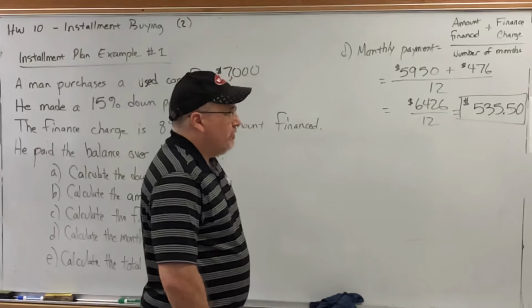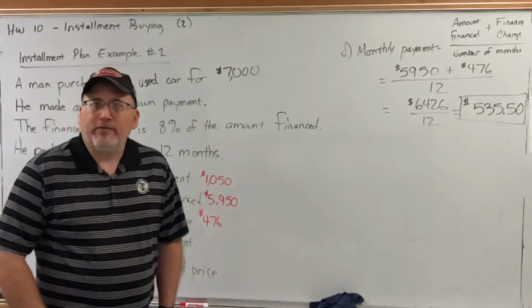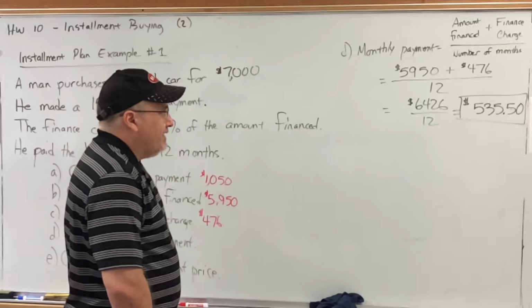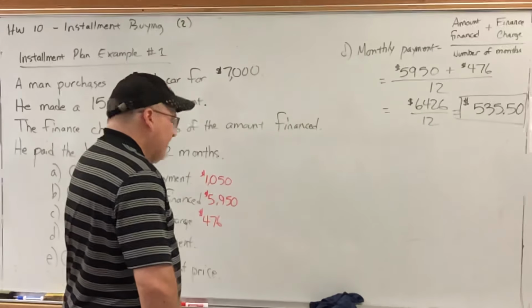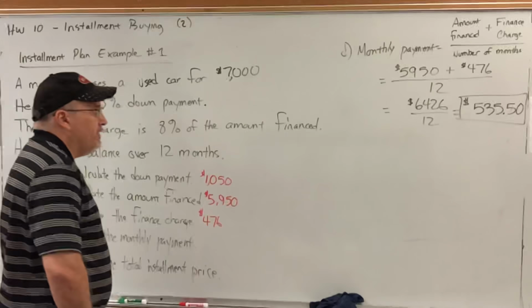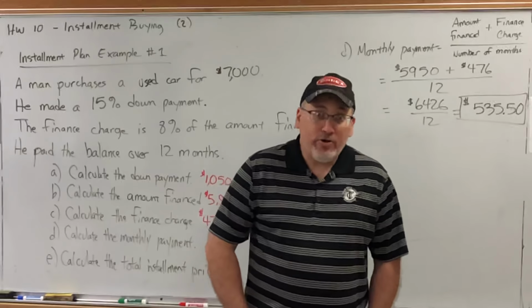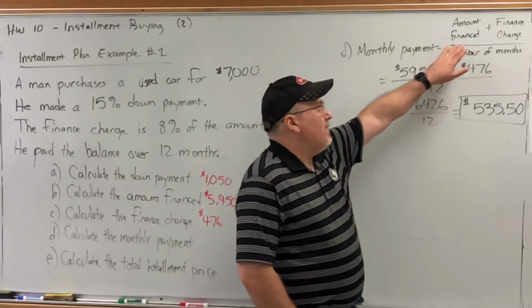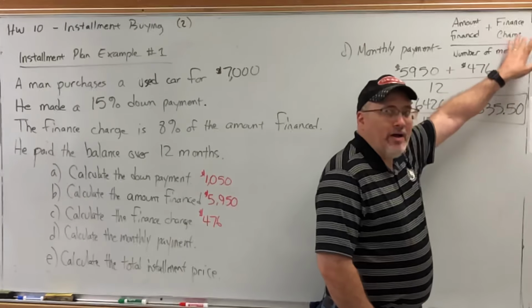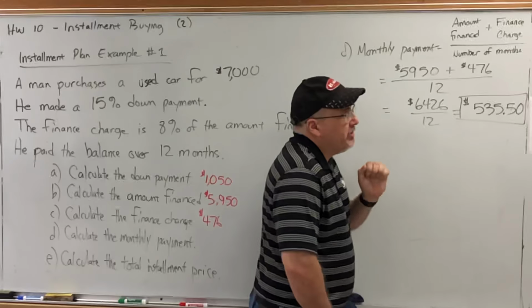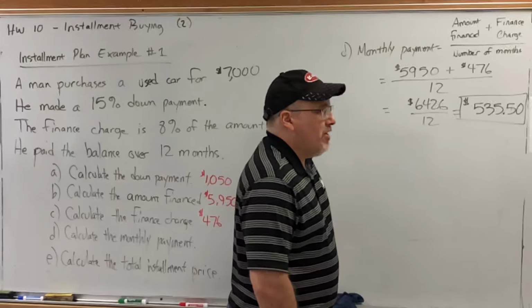I will pay you $535.50 a month for 12 months, in addition to the down payment that I made. But again, the concept for monthly payment is pretty straightforward. What do I still owe you, both in terms of the amount I'm borrowing, plus the extra I'm going to pay for the privilege of borrowing it, and then we'll just divide that by however many payments.